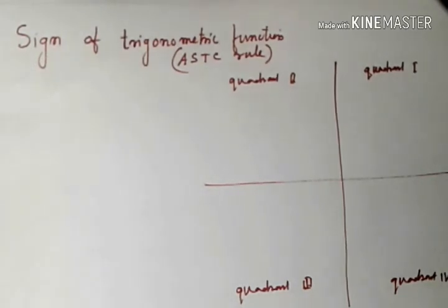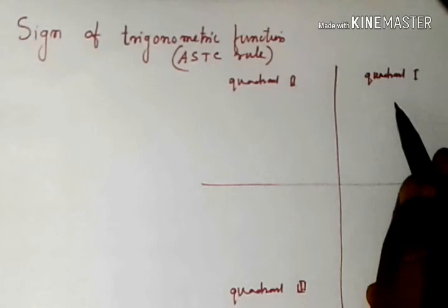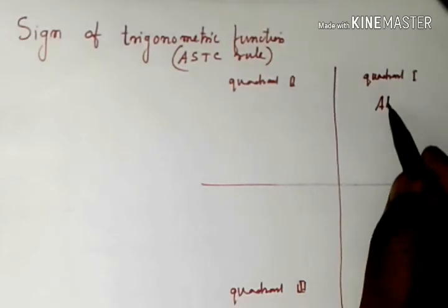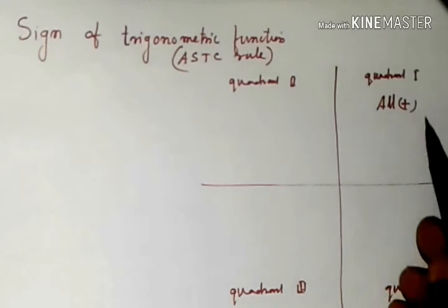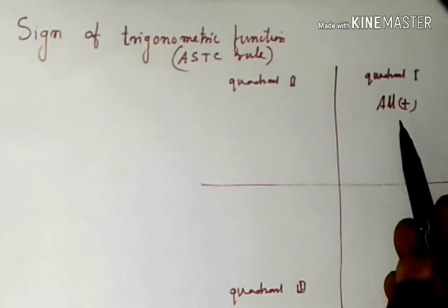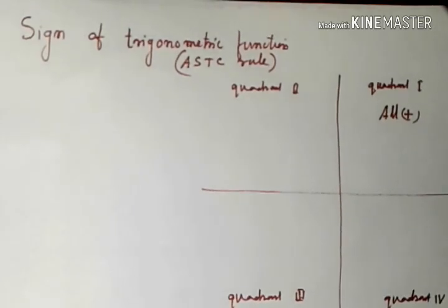4. That is in the first quadrant. In the first quadrant, all the trigonometric functions are positive. So all plus, that is all positive. All the sine, cos, tan, sec, cosec, all the 6 trigonometric functions are positive.